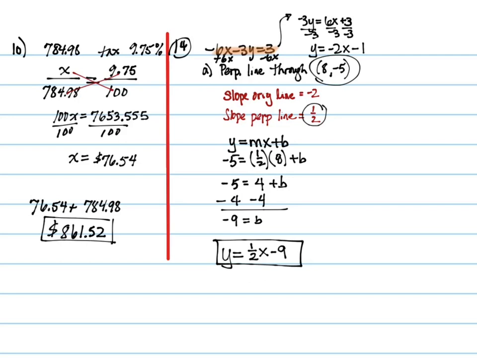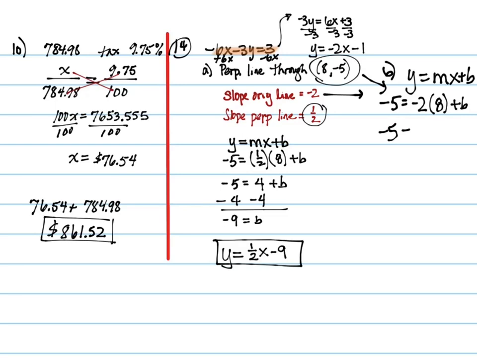Okay, so if I'm working with the same slope as the original line, I know that my slope is going to be negative 2. And it tells me, for part B, to use the same ordered pair. We're going through the same point. So I'm going to have y equals mx plus b. The y value is still negative 5. My slope is what? Negative 2. And my x value is 8.